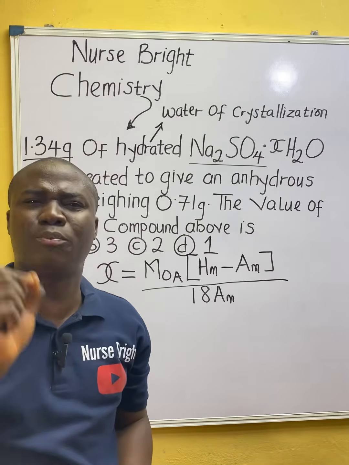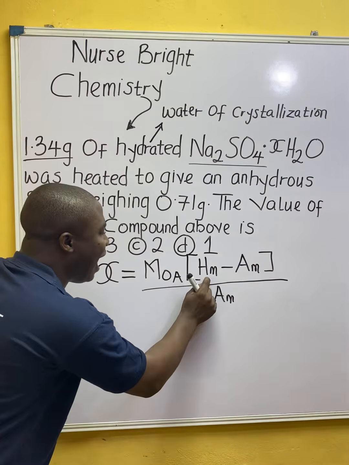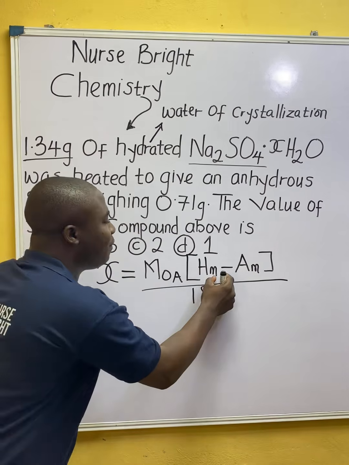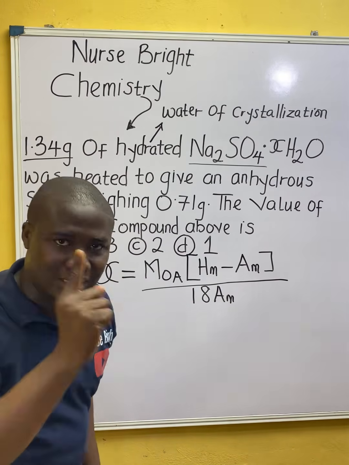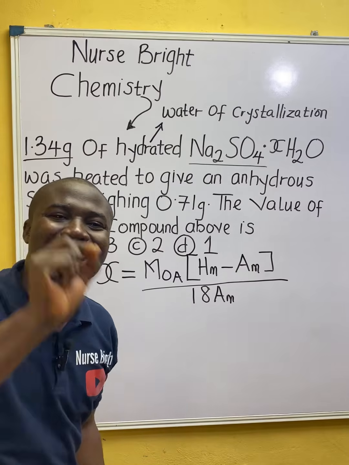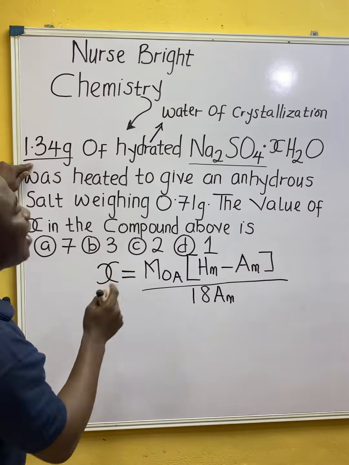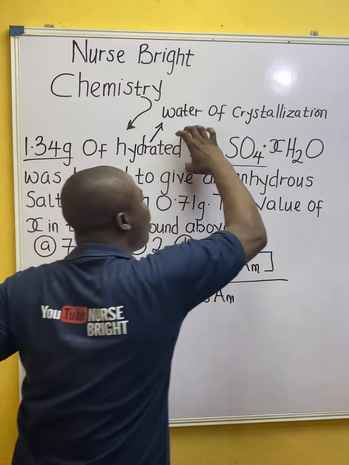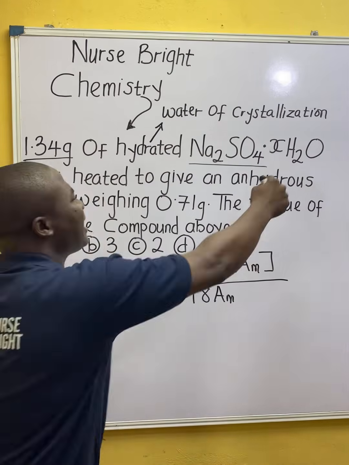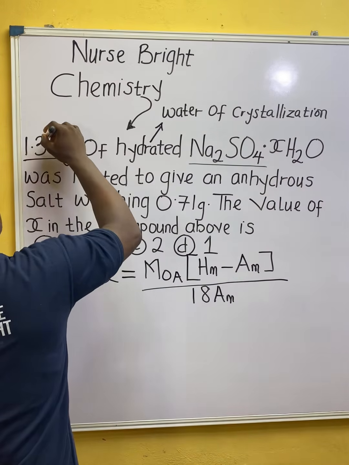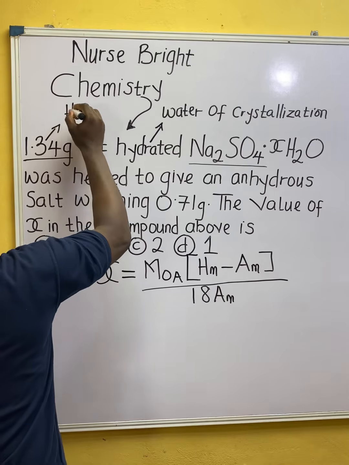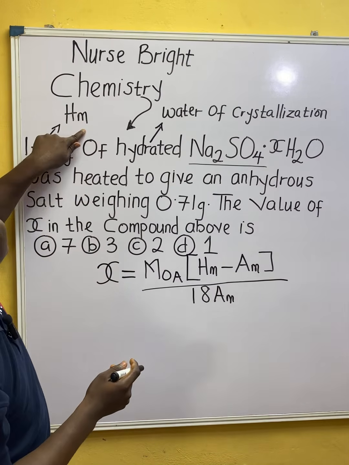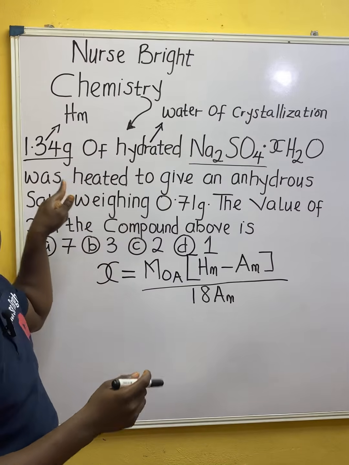So please listen properly. HM here simply means M is mass and H is hydrated. So HM simply means mass, all right, of the hydrated compound. At first they said 1.34 grams of hydrated. You can see they mentioned the compound. You can see that the compound has water of crystallization. So 1.34 grams, based on our formula, is HM. Are you there? Because it is the mass, all right, of the hydrated compound.